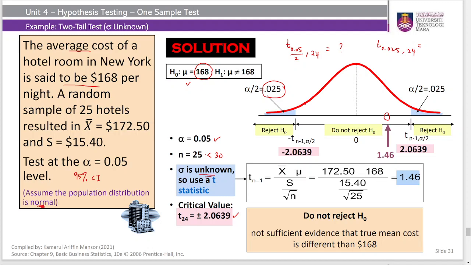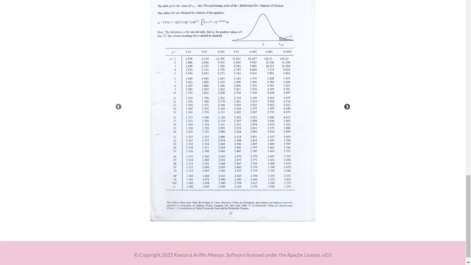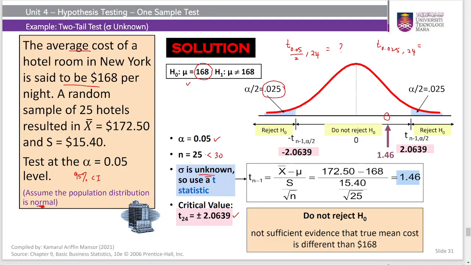Yes, I made a mistake there. 24. Oh, it is correct. 064. So you get 0639. If you round this off, you will get negative 2.064. Okay, so use whatever value that you have in your statistical table respective to the value of the alpha over 2 and also the degrees of freedom.